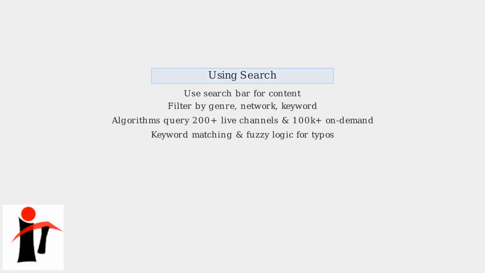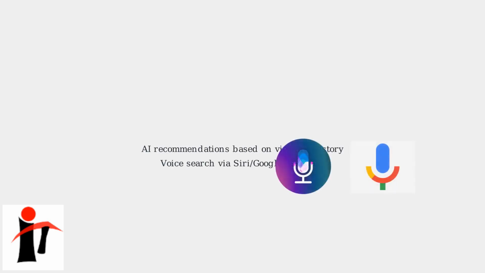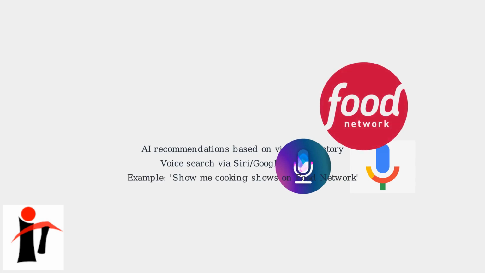To search for specific content, use the search bar, which employs algorithms to query Spectrum's library of 200-plus live channels and 100,000-plus on-demand titles. Search functionality allows you to filter by genre, network, or keyword. The app uses keyword matching and fuzzy logic to account for typos. As of 2025, Spectrum uses AI for recommendations based on your viewing history.